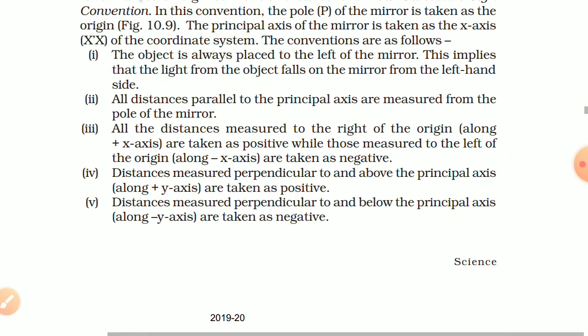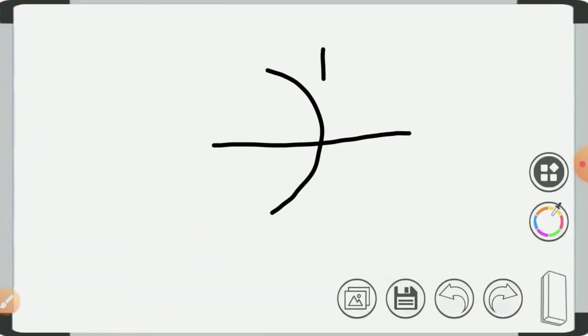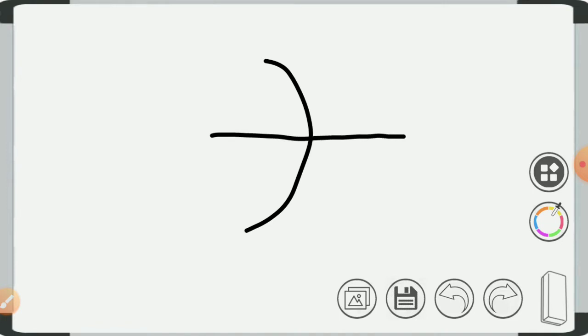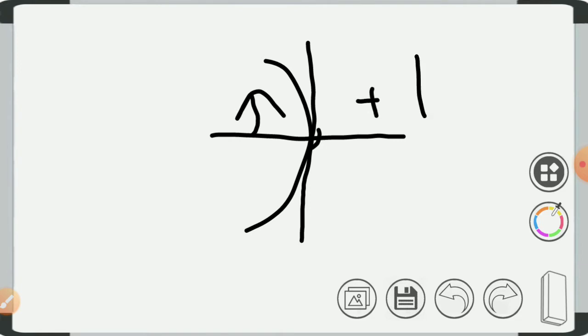Then distances measured perpendicular to and above the principal axis are taken as positive, whereas those below the principal axis are taken as negative. So this is our mirror, and let's take this as our pole point P. Here this is the height of our object, which is upward, so we take the height as positive, but the image is inverted, so we take its height as negative.